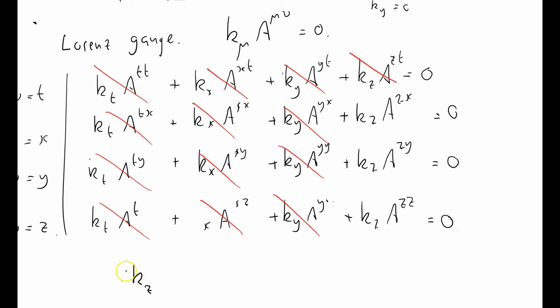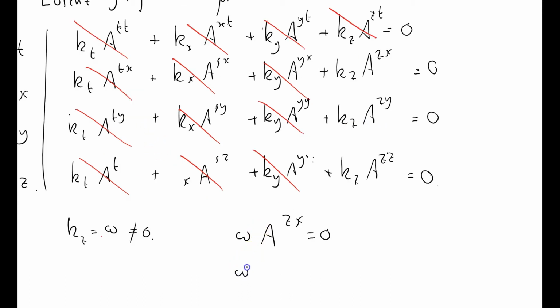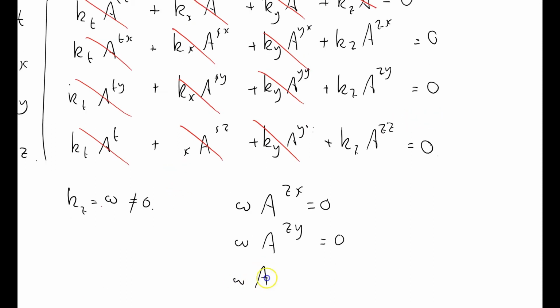Actually, I can expand for kz because I know what kz is. So kz equals omega, and I'm assuming that that's not equal to 0. So that tells me that omega azx equals 0. It's that term there. We've got omega azy equals 0. That's that term there. And I've got omega azz equals 0, which is this term here.